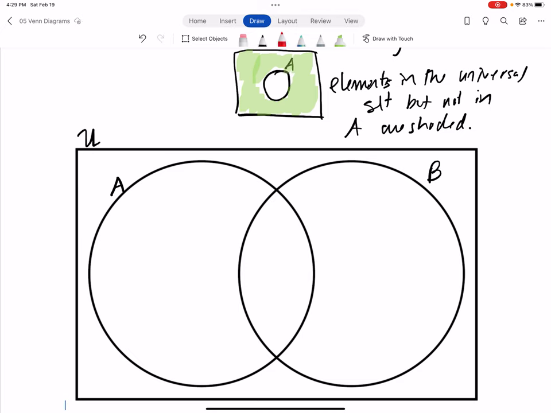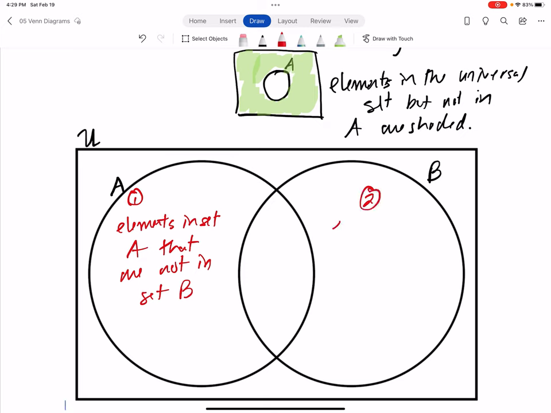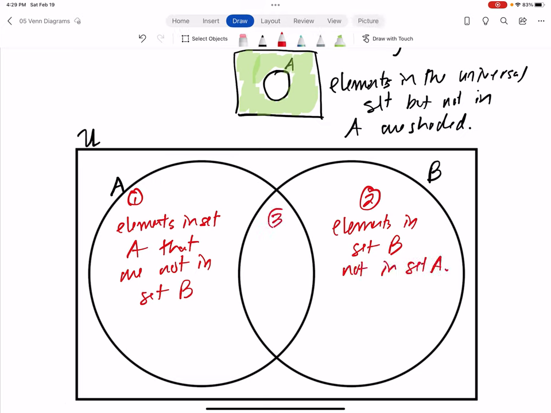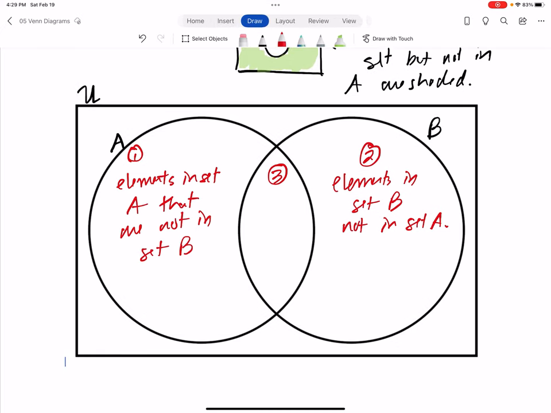We have region number one over here, which is the elements in set A that are not in set B. Same thing over here. This is the elements in set B, not in set A. This piece they have in common in the middle is the elements in common to sets A and B.